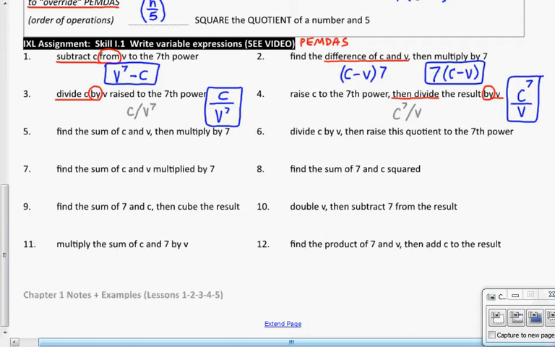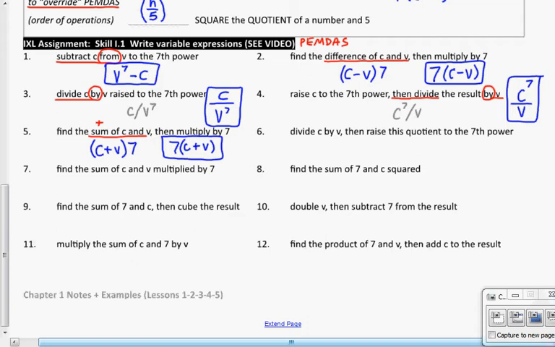Number 5, find the sum of C and V, that means to add, and then multiply by 7. So add C plus V. Okay, we want to do that first and then multiply by 7. So you could write it that way, or 7 times C plus V, or V plus C. The order there, when we add, the order doesn't matter.